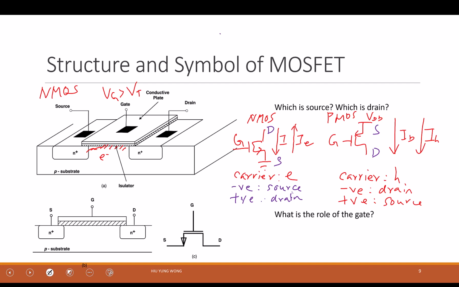So what is the role of the gate? As I said before, it controls the resistance or conductance between the source and drain. If you forget everything about EE 128, you should keep this concept. I give you a transistor, you know that this is just a resistor. I control the gate, and I am going to change its resistance. That's a fundamental concept.